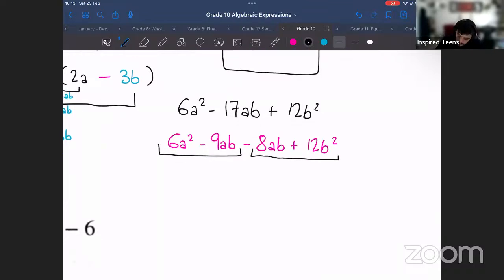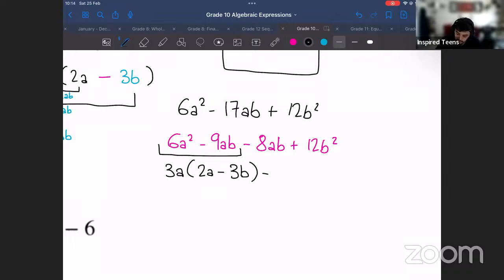Okay, so I'm taking common factors between the first 2 terms and the last 2 terms. So between the first 2 terms, I do my numbers. Highest common factor between 6 and 9 is 3. Highest common factor between a squared and ab is just going to be a. I'm left with 2a minus 3b.